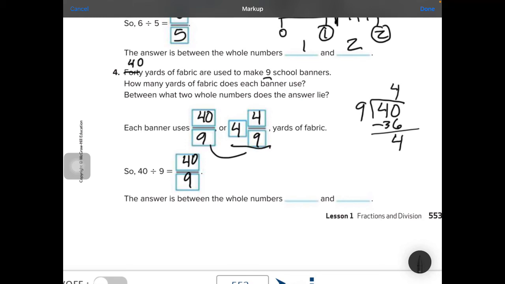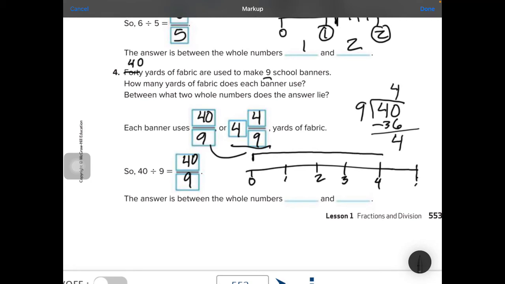And this number is between what numbers on the number line? If we drew a number line, 0, 1, 2, 3, 4. 4 4/9 would start right here at 0 and go 1, 2, 3, 4. Oh, we gotta draw a little bit more on our line. And it would go almost to 5, but not quite. So it'll be located between the 4 and the 5.